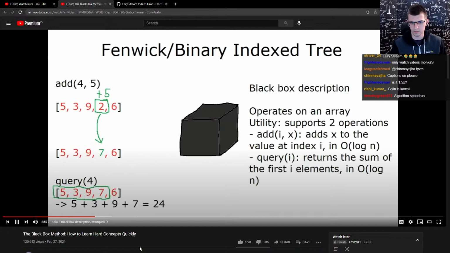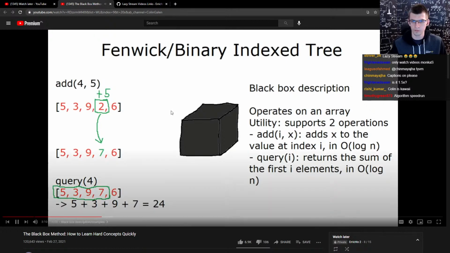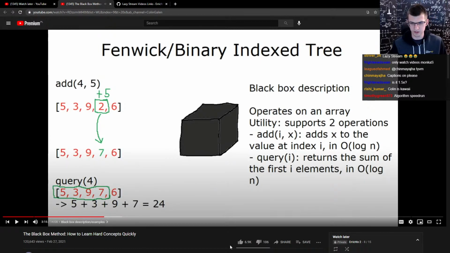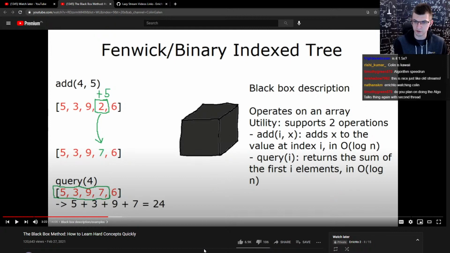Fenwick trees or binary indexed trees, which is a topic from competitive programming. So if you already know these, great, then it's a good example. And if you don't, then that's fine. And the whole point of this is that it will only take me a few seconds, up to a minute to explain it. So the quick black box description of what it is, it basically operates on an array. Both of these operations take O(log n) complexity, and that's it.